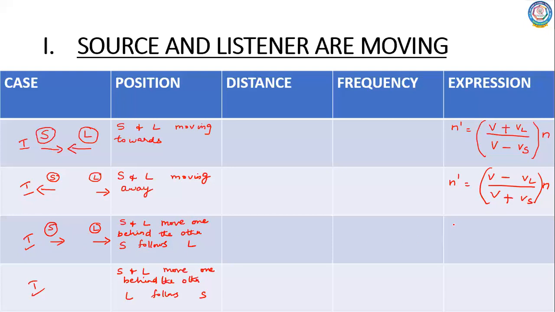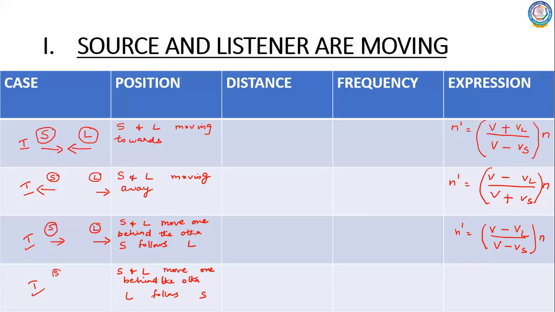So what will be the equation now? n dash equal to, again I have (v + vL) divided by (v + vS), into n. Here also the arrow is moving towards right, here also the arrow is moving towards right. So in that case, both numerator and denominator will have a negative sign. Clear?